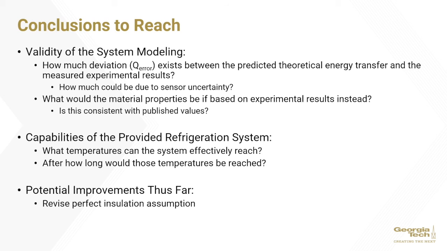Now, all of this analysis was done to answer a few main questions. 1. How well is the system modeled? Q error will be found, which is the discrepancy between the measured and theoretical heat transfer values. And our error propagation will tell us how much of that error is due to uncertainty. We'll also derive experimental material properties and compare those to known values to evaluate model validity as well.